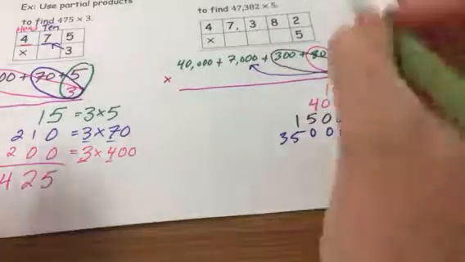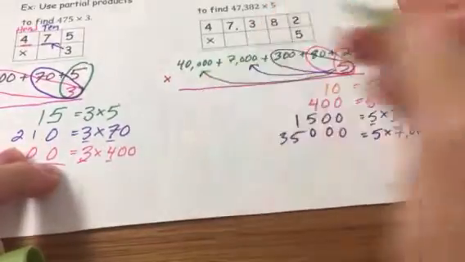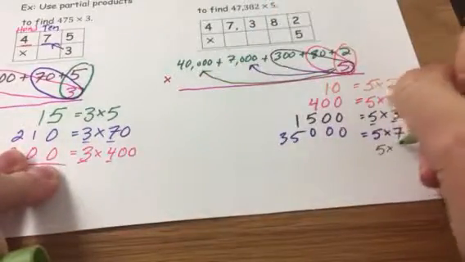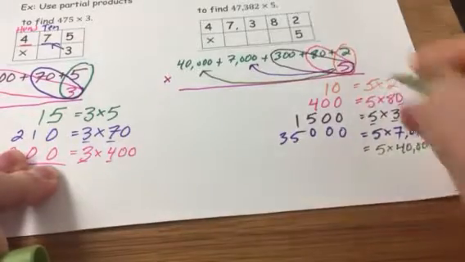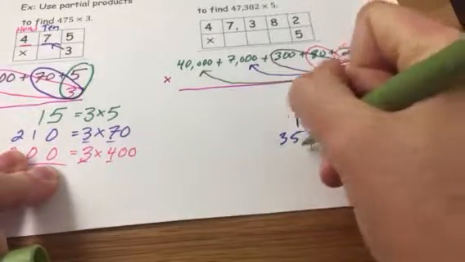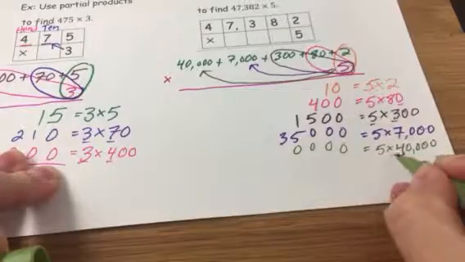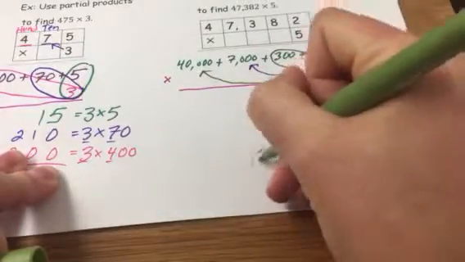And my last piece here, I'm going to multiply 5 by 40,000. I have 4 zeros. 1, 2, 3, 4. 5 times 4 is 20.